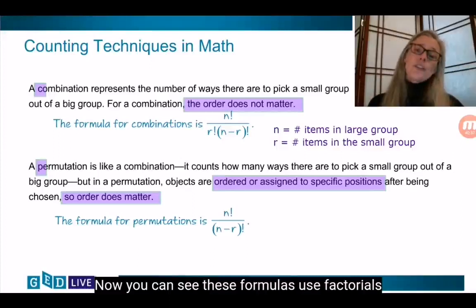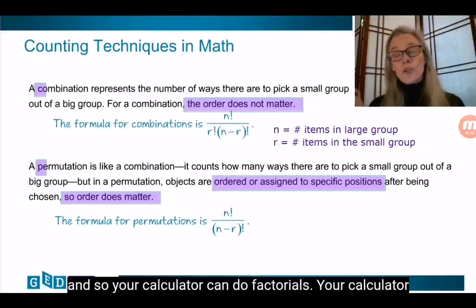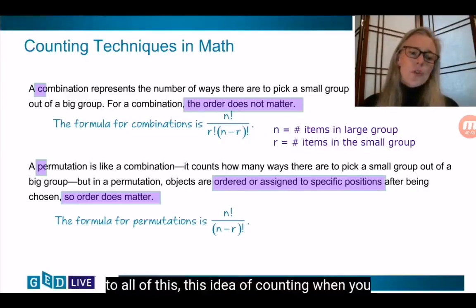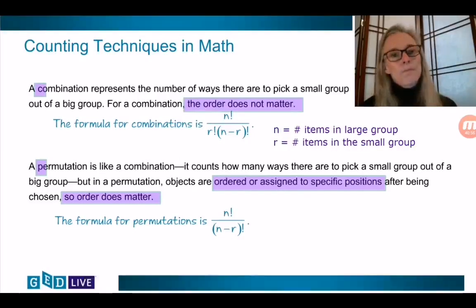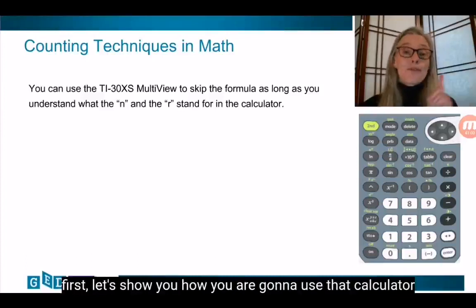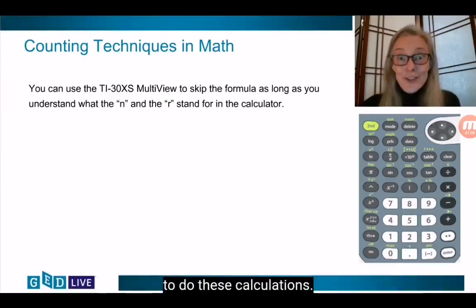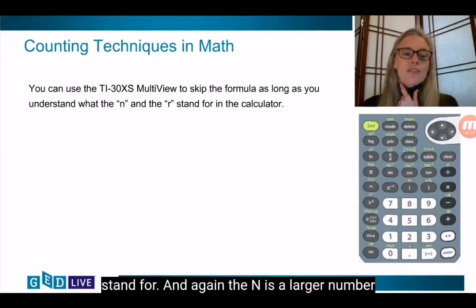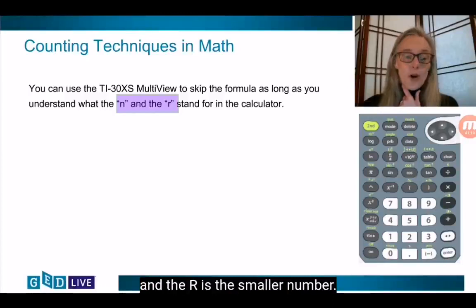Now, you can see that these formulas use factorials. And so your calculator can do factorials, your calculator can do combinations and permutations. Now, a related concept to all of this, this idea of counting when you have a lot of possibilities, how do you count them, is the idea of the fundamental counting principle, which we will also talk about. But first, let's show you how you're going to use that calculator to do these calculations. So you have to understand what n and r stand for. And again, the n is the larger number and the r is the smaller number.